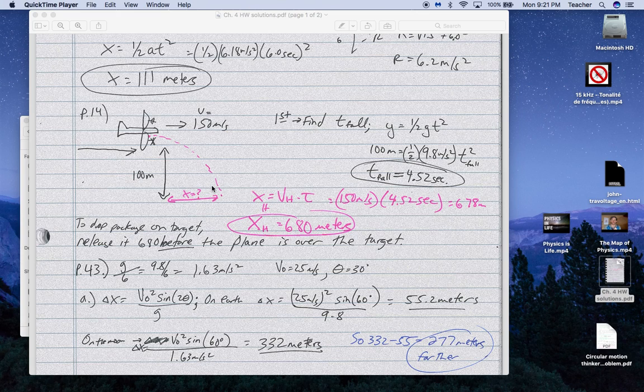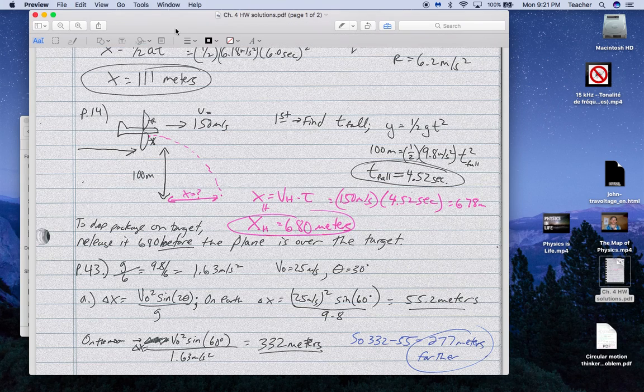So if the target is here, mark it with an X, then you need to release this 680 meters before you get to that point. This is how bombing works, honestly.